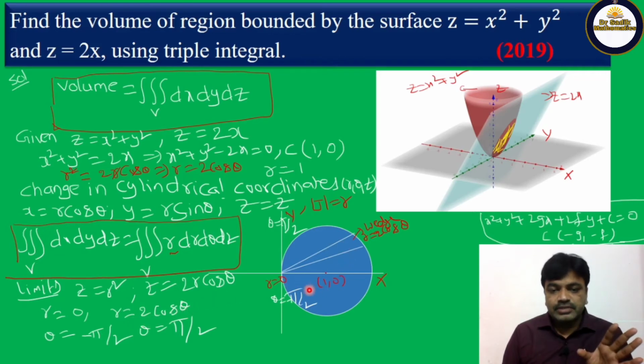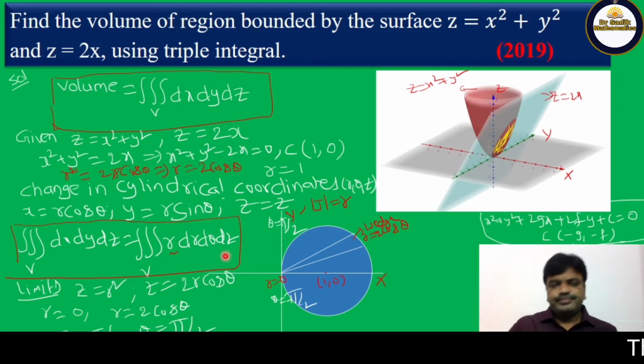Now you turn the wedge from here, friends, at the negative side of the y axis, so negative side means minus pi by 2, up to the y axis, so theta value pi by 2. These are the limits. Simply substitute.